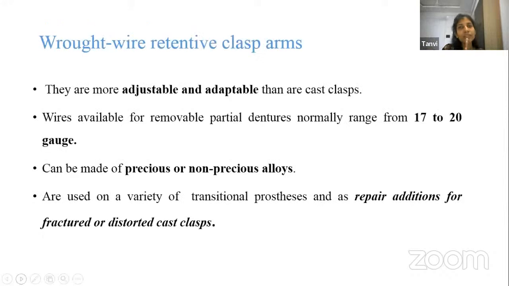So now, after completing the procedure up to this, one type of clasp I would like to introduce to you is the wrought wire clasp. They are more adjustable and adaptable. They are the clasp material which can be soldered to the final framework. They can be made of precious or non-precious alloys, and they are usually used in repair, in transitional processes, and as repair additions for a fractured clasp.